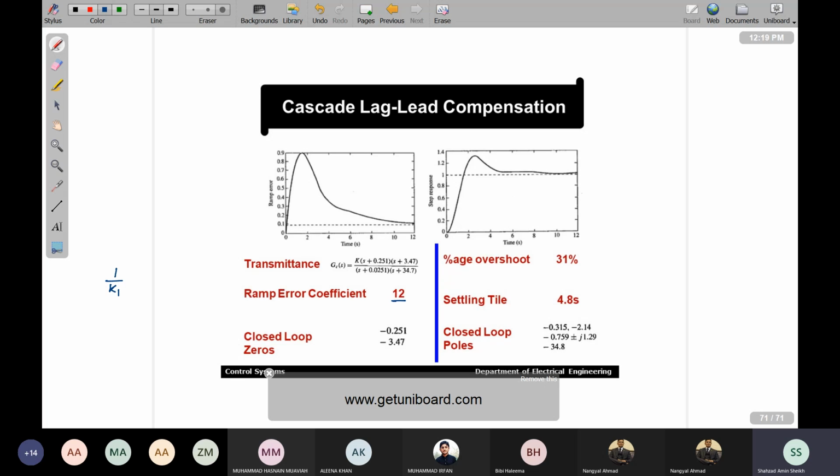So I'm stopping it here, and next time we will be doing PD or PID. So these are the two compensators which are left, and after that we will be moving towards state space representation of the systems. Any questions?